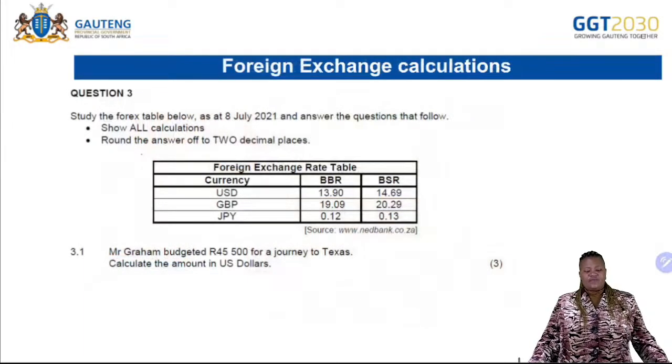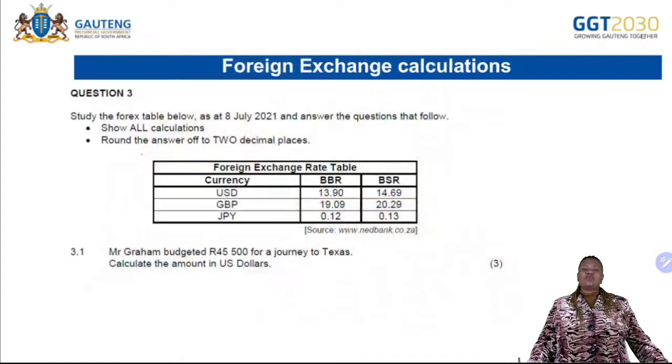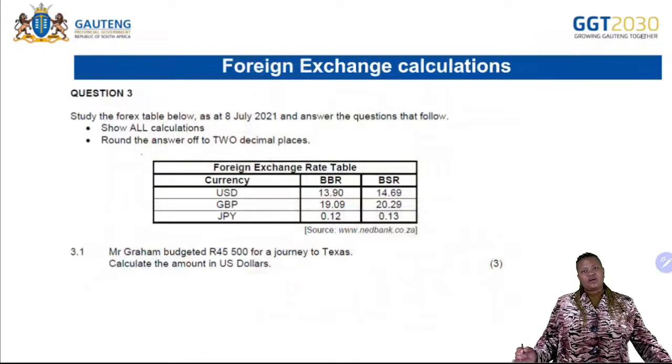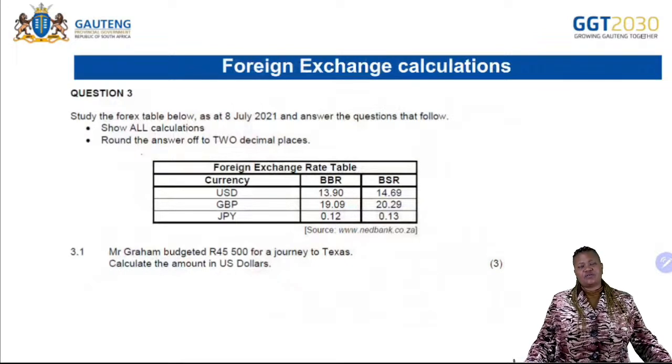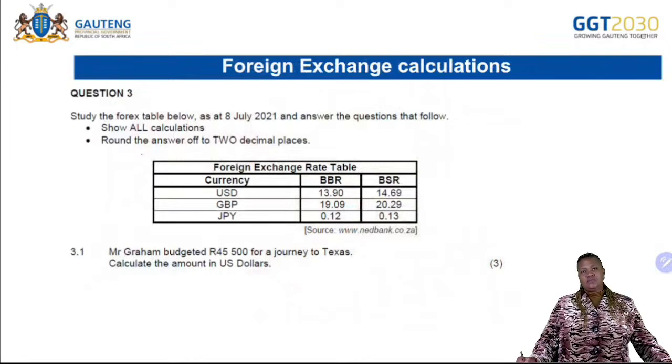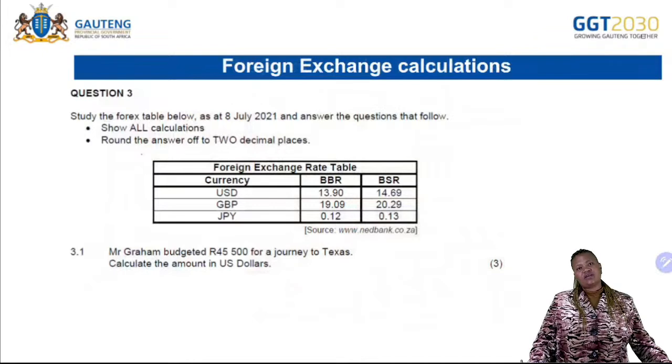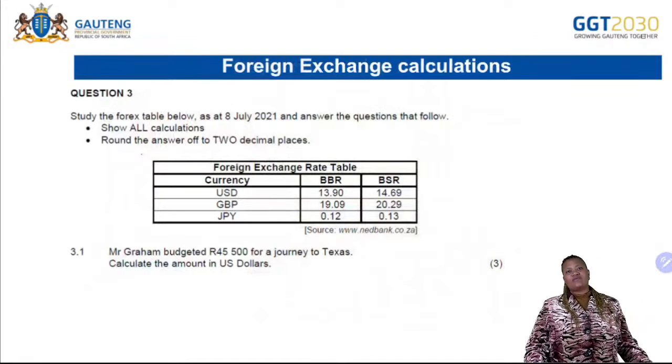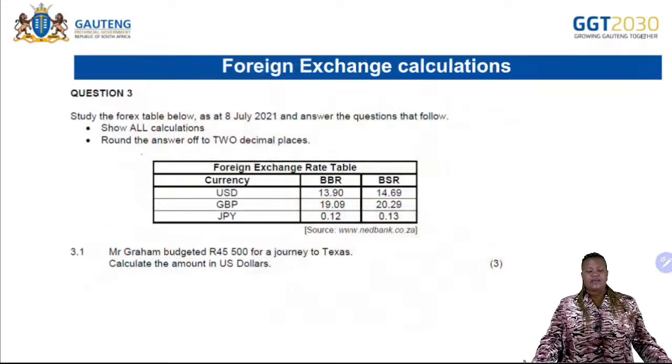Okay, then we've got the foreign exchange calculations. Remember that foreign exchange is always tested at question 3. It will always be part of your exams. Tomorrow you're writing the preparatory examination. It's going to be there. It's going to be question 3. And also in the National Senior Certificate exam in November, it's still going to be there. It's still going to be question 3. So there's no running away from foreign exchange. It will always be there.